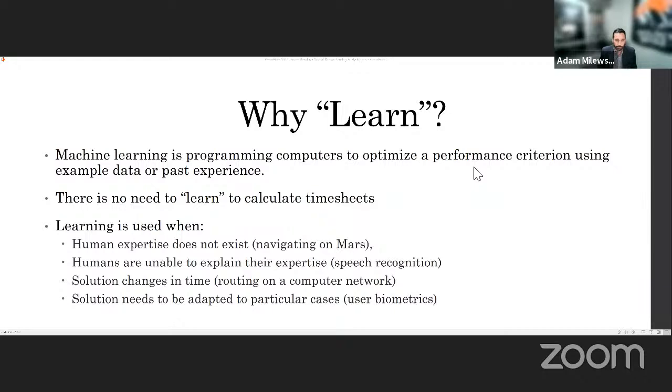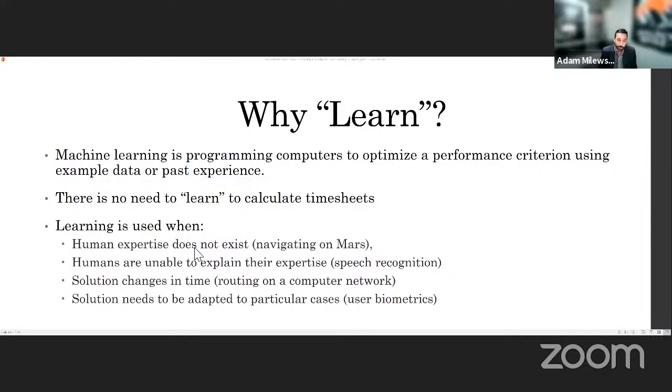We could do this on our own. Humans are capable of doing it to some extent, but we can only go so far. For example, we don't need to learn to calculate a timesheet. We know how to do it, we just go straight forward. But we have to be able to learn how to optimize beyond.